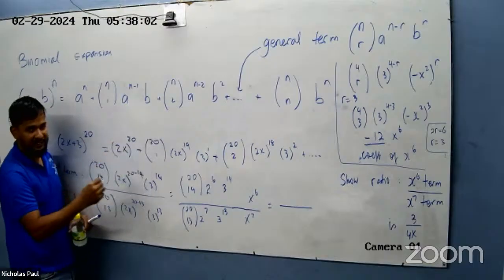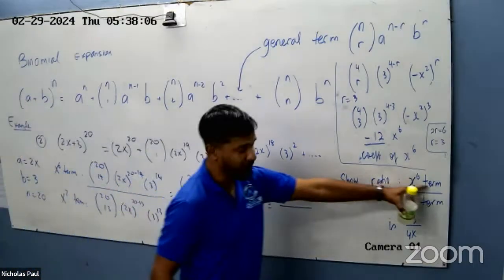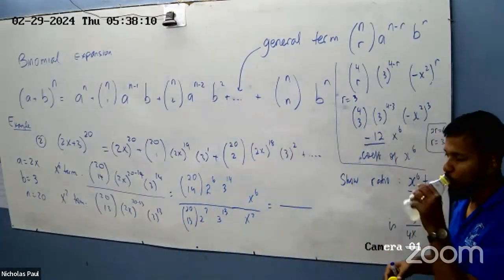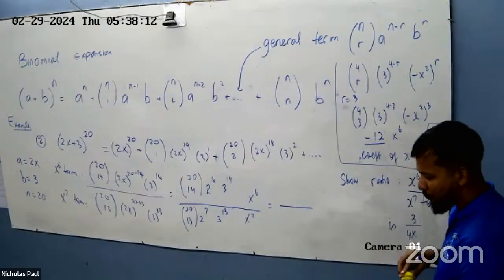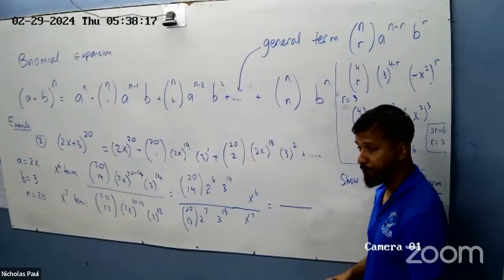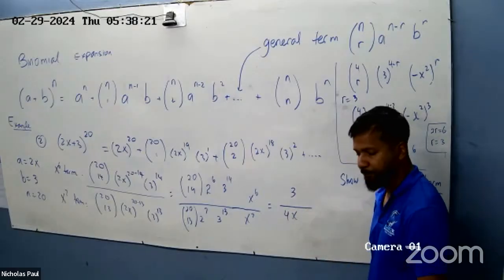No, not the 6 2. It's the coefficient of x to the 6. X6 2. What is x6? X2. Yeah, that's what I'm talking about. Oh. Okay. Yeah. So you end up with 3 over 4x.